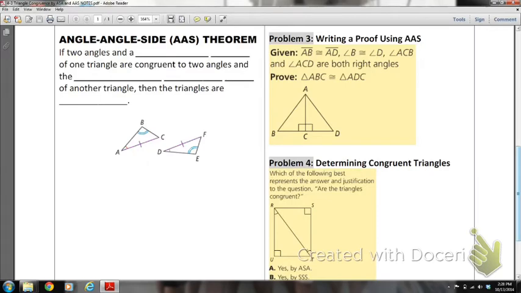In the next theorem, we have the angle-angle-side theorem. It indicates that if two angles and a non-included side, one that's not in between the two angles, of one triangle are congruent to two angles and the corresponding non-included side of another triangle, then the triangles are congruent.